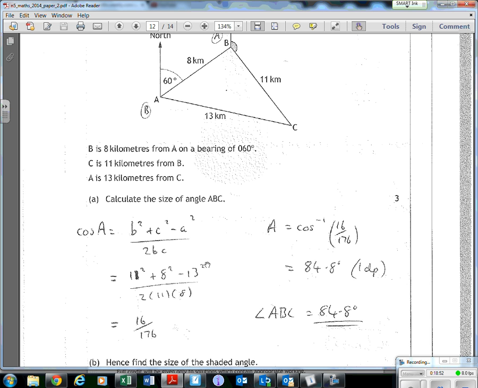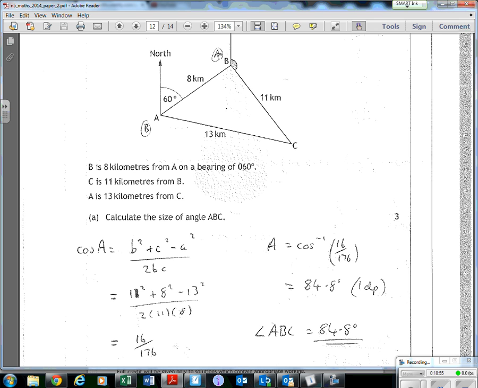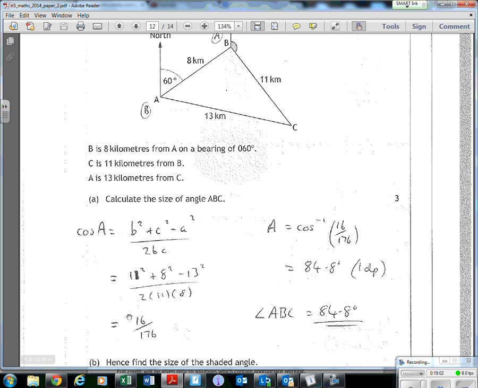To make life easier, because it's cos A, I would just rename this corner or vertex A, and this corner or vertex B. Then substitute in, we'll get 16 over 176 when we've evaluated. And then cos to the negative 1 of 16 over 176, because we've got cos A, we actually want A, so we need to do inverse cosine or inverse cos. So 84.8 degrees. Again, because I changed the sides and it's asking for the size of angle ABC, I've just changed it at the end. I've specifically stated angle ABC equals 84.8 degrees.